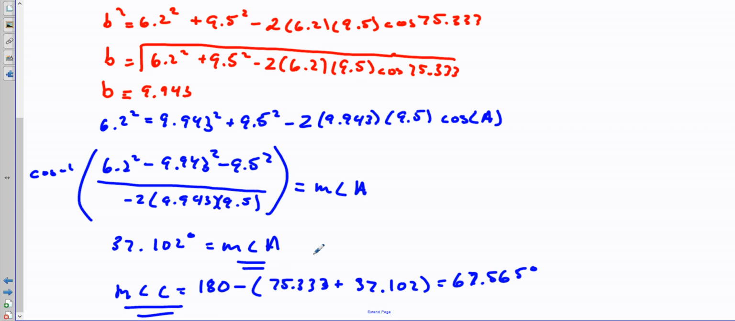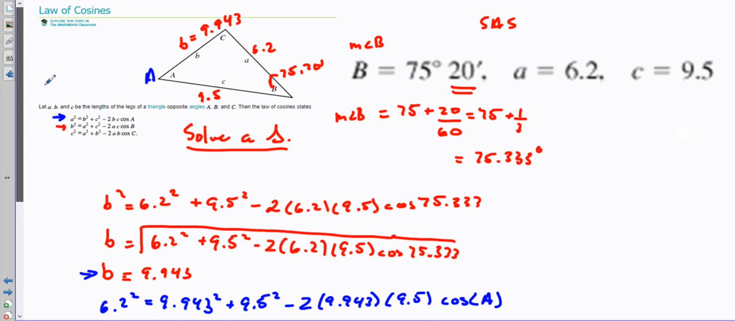We found the measure of angle A, we found the side B, and we solved this oblique triangle using side angle side again. I hope this helps you out.